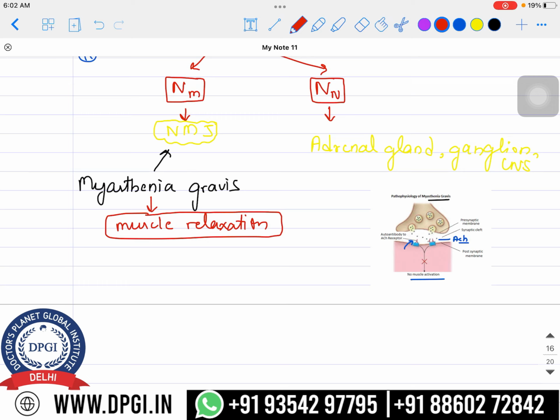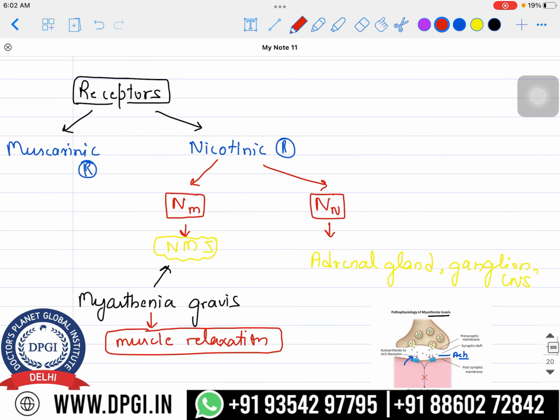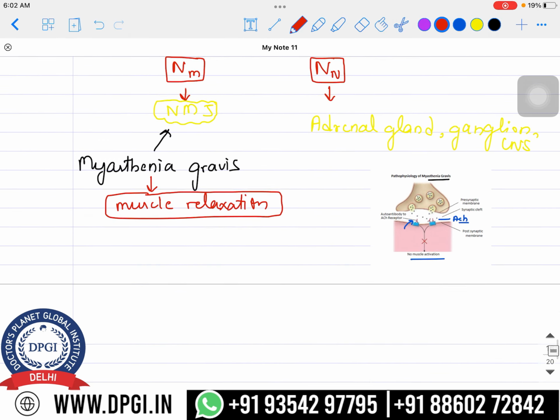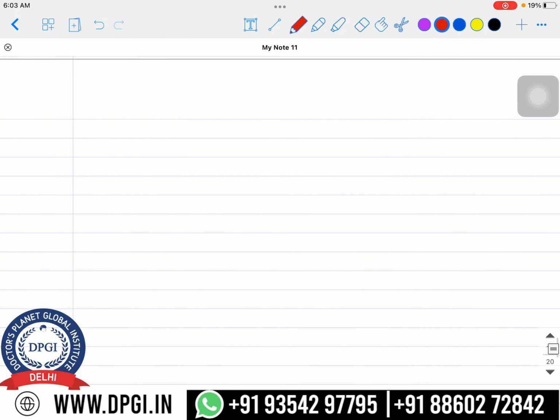Okay, now once we are clear with this, let's move on to the basic locations of the receptors. We have talked about the muscarinic and the nicotinic, just a basic idea. Now I'm moving on to the locations, that is, which receptors we have over there. Basically I'm moving on to the muscarinic receptor because they are usually targeted in the FMGE examinations.